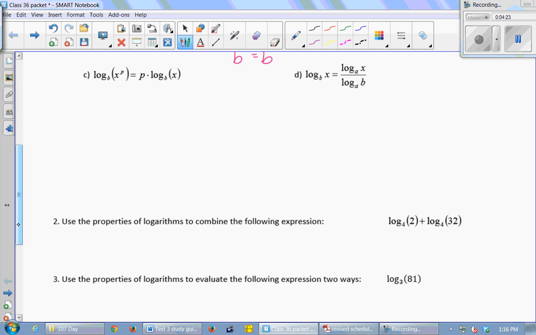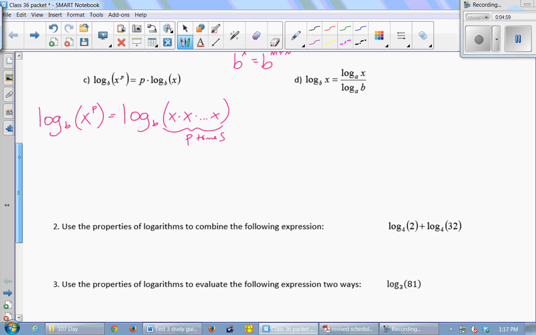All right, let's take a little look at part C here. Log base b of x to the p. I'm going to use the definition of an exponent, which means repeated multiplication. X to the p means x times x times x times x, p times. So this says log base b of x times x times x, p times. And then I'm going to apply property A.